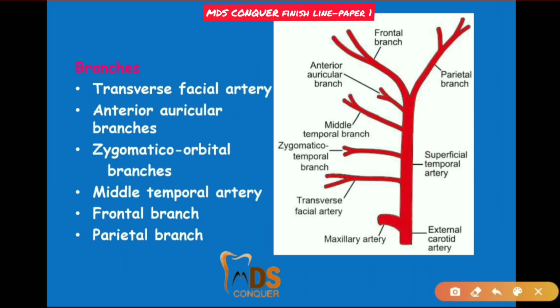These are the branches: transverse facial artery and anterior auricular branches, zygomatico-orbital branches, middle temporal artery, frontal branch, and the parietal branch. So these are the branches.